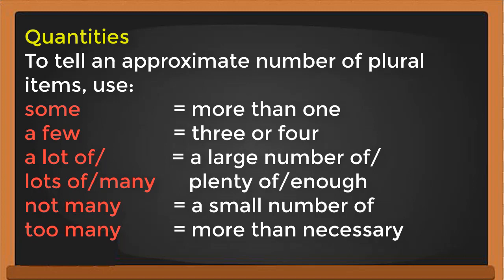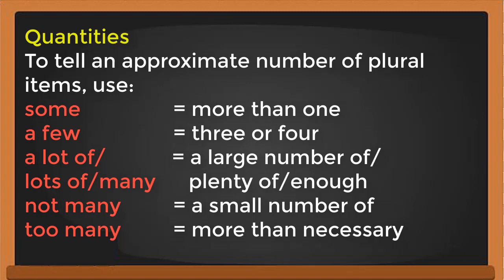Okay, now move on to quantities. What is quantities? Quantities is to tell an approximate number of plural items. So when you use quantities, you tell people how many of the things you have.